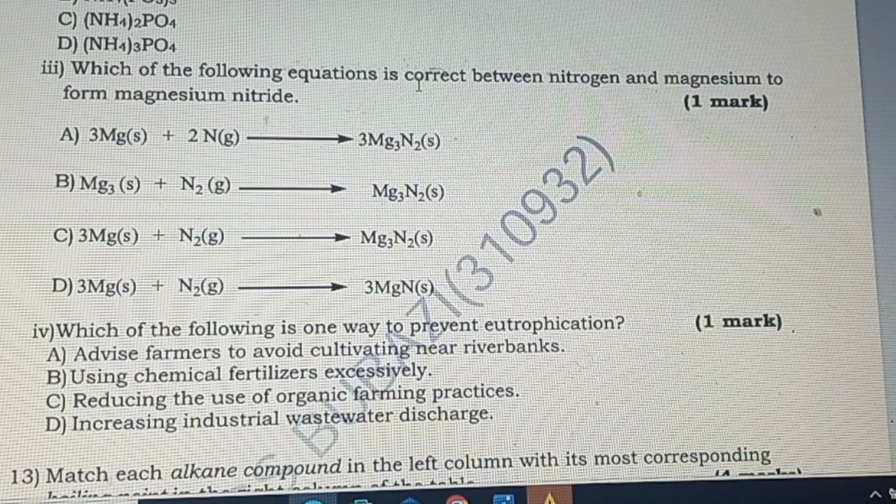Part 3: which of the following equations is correct for nitrogen and magnesium to form magnesium nitride? The correct answer is C. Magnesium reacts with nitrogen to form the product. We write nitrogen like this because it is diatomic. B is not correct because the 3 is not put here; we put it there because it is the number of valencies. Okay, the best option is C. It is balanced: 3 magnesium, 2 nitrogen, 2 nitrogen.